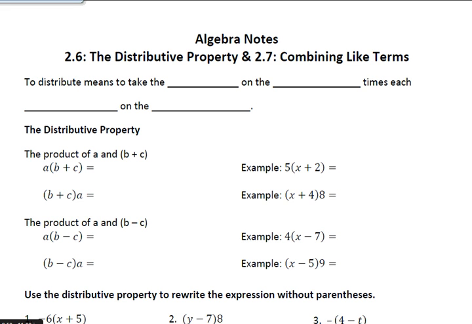Section 2.6, 2.7. This is our last section for chapter 2.